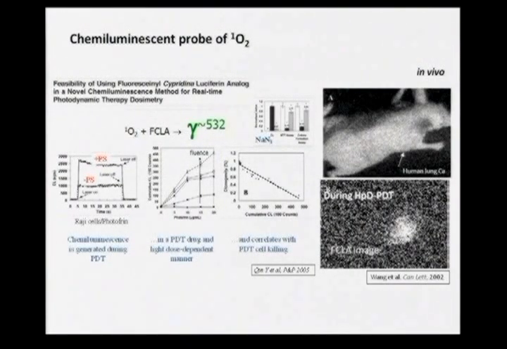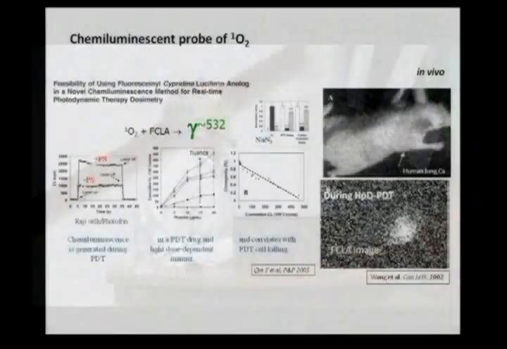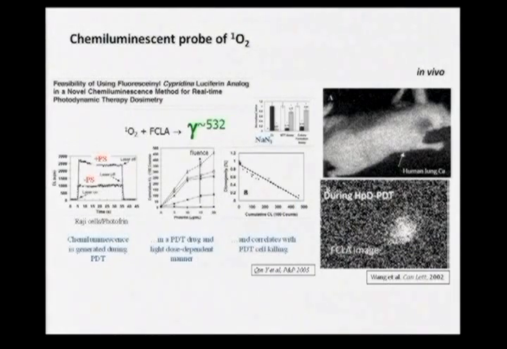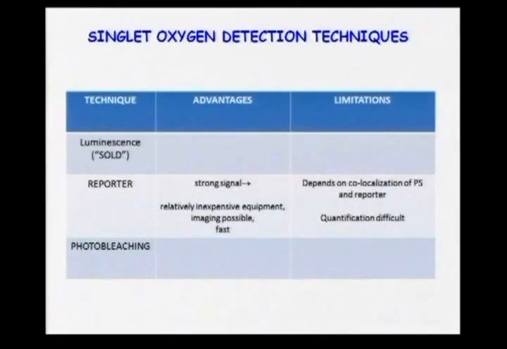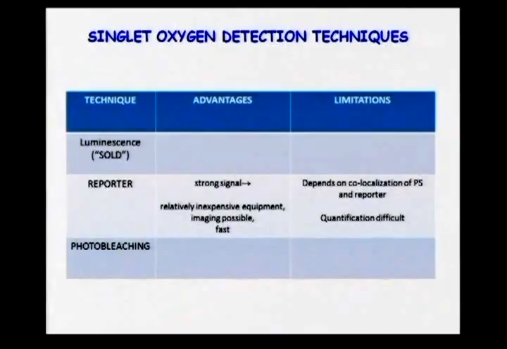Again, the same problem of co-localization, perhaps not enough concentration, although the background problem here is not a problem because there's very, very low chemiluminescence background. There is a bit of a problem because this is probably toxic. So that's a limitation, at least in clinic, although it's a very nice tool for preclinical studies. So the reporter molecule, you have nice strong signals, it's relatively cheap to do, it's fast, you can do imaging, but it does depend on these other factors.